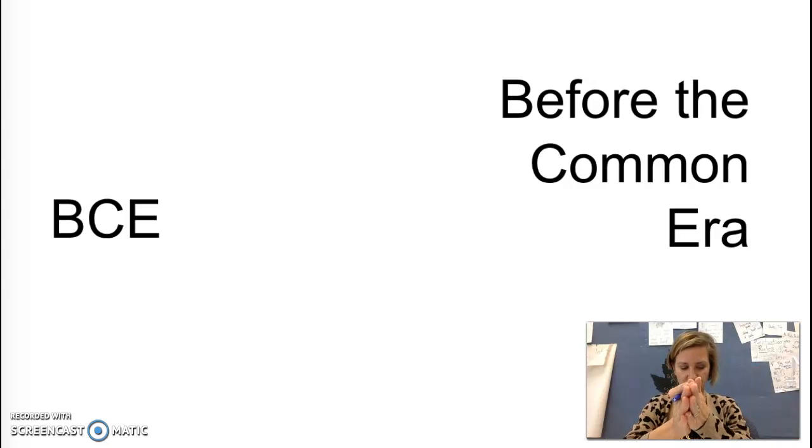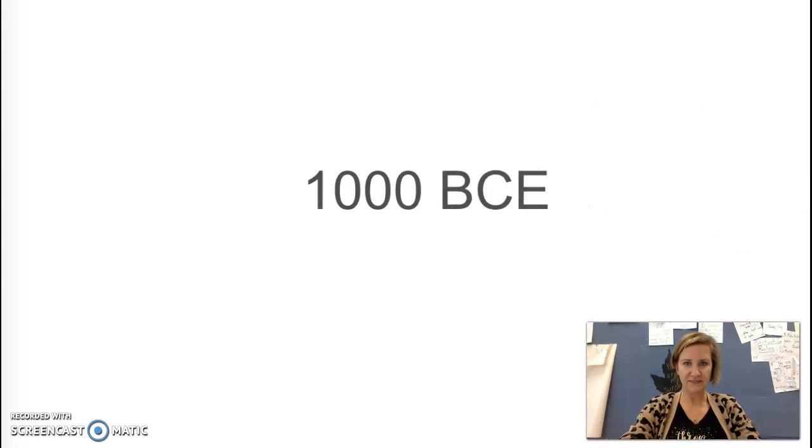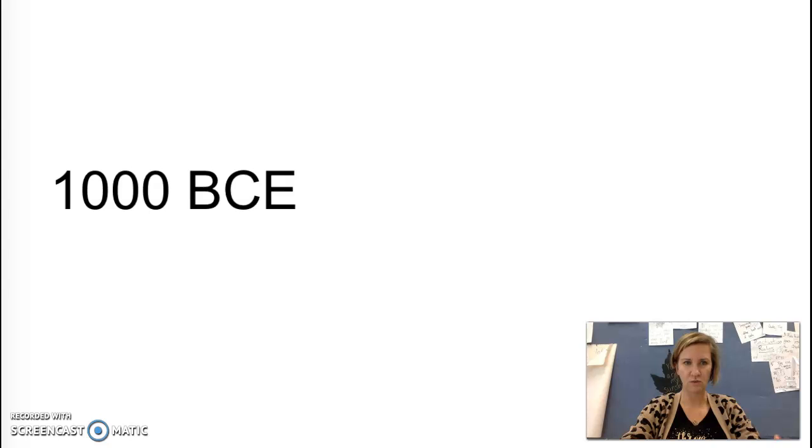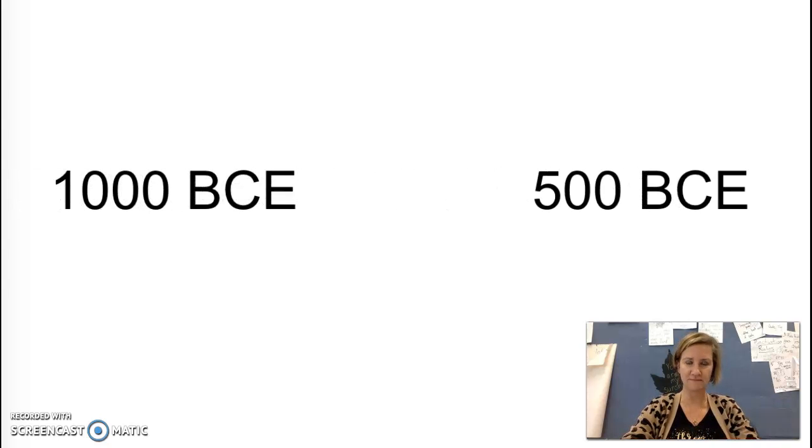So they start at 0 and they count backwards: 1, 2, 3, and they count backwards in that way. So because of that backwards counting, something that actually happened in the year 1000 BCE happened long before something that happened in the year 500 BCE. So as we continue with this unit and we look at various timelines, keep that in mind, that the BCE years count backwards and the CE years are counting forward.